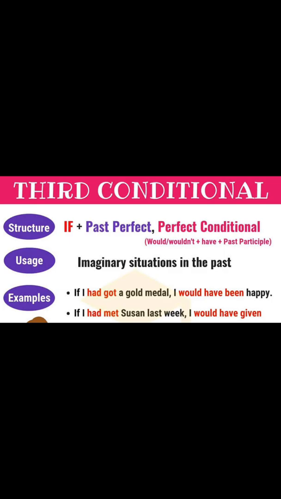Some examples are: if I had got a gold medal, "had got" is in past perfect, I would have been happy. "Would have been" is in perfect conditional. And finally we have: if I had met Susan last week, I wouldn't have given. Okay, we have past perfect and perfect conditional.